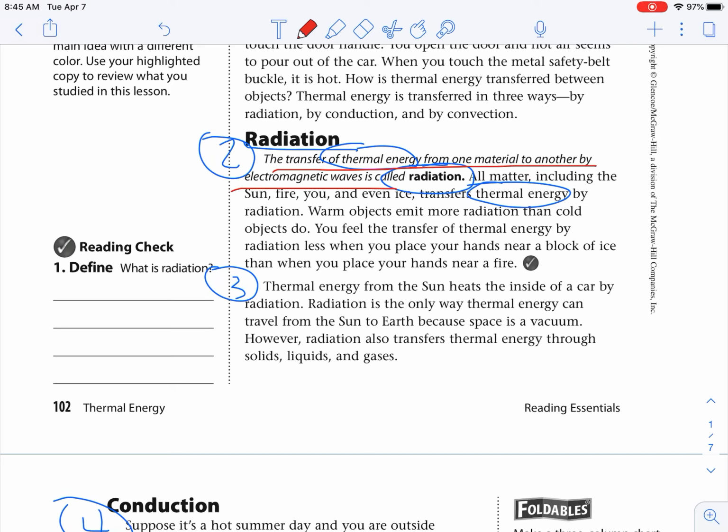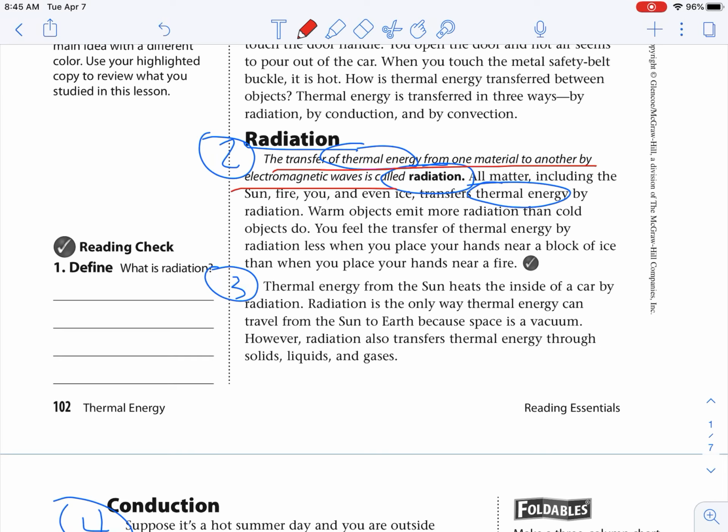We also have an example. It says, all matter, including sun, fire, you, and even ice, transfers thermal energy by radiation. It says warm objects emit more radiation than cold objects. So that might be an example. We might want to underline that.